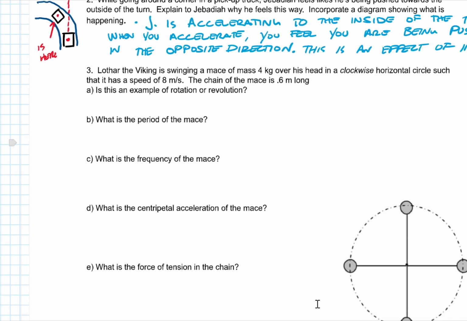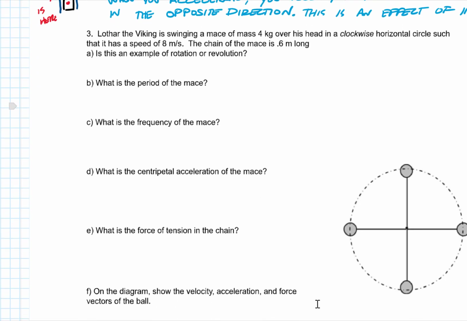Number 10, we have a Viking swinging a mace over his head in a clockwise circle. The speed is 8 meters per second. The chain is 0.6 meters long. Is this a rotation or a revolution? This is a revolution. Sorry about that. I wrote down the wrong thing. This is a revolution because he's going around some center point. Sorry for the confusion there. Make sure we don't make that mistake.